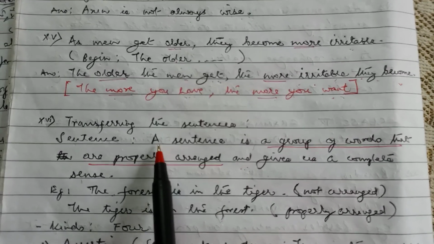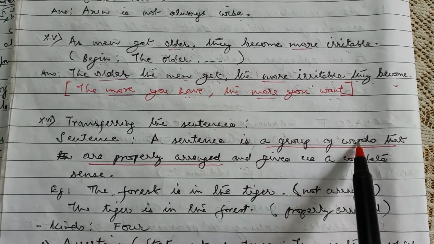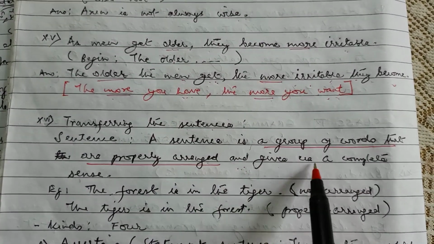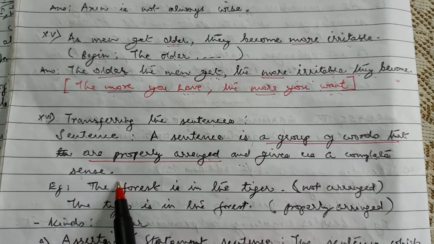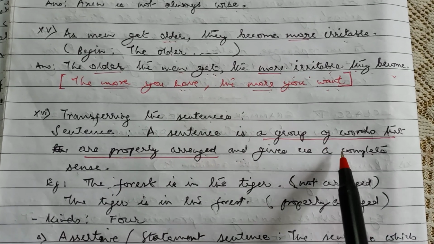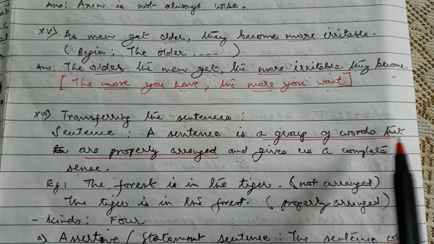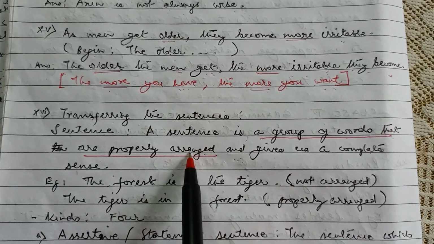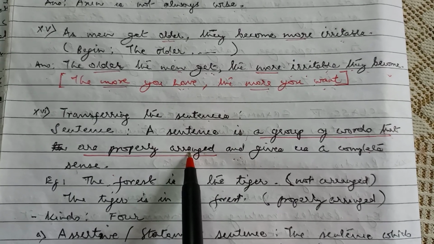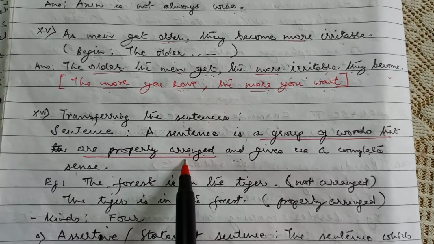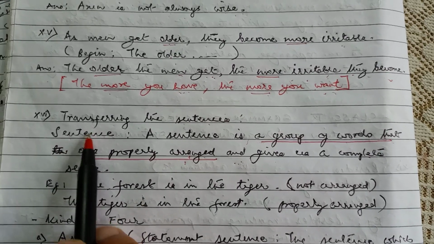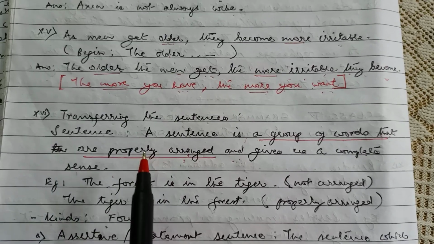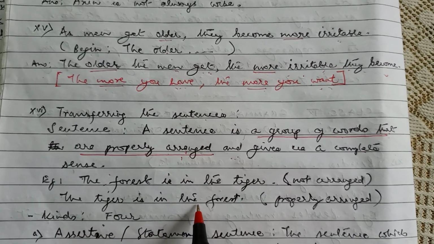So what is this? A sentence is a group of words that are properly arranged and gives us a complete sense, right? In many of the grammar books, they don't write "that are properly arranged." This part is missing in many of the grammar books, whereas this is very important whenever we talk about a sentence. Why is this very important? Let me explain with an example.